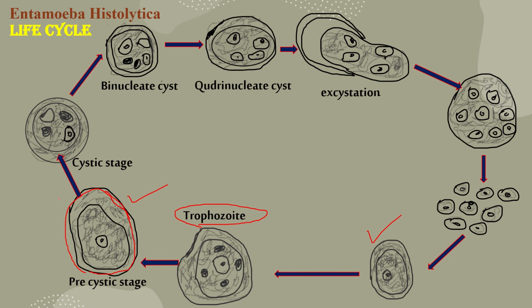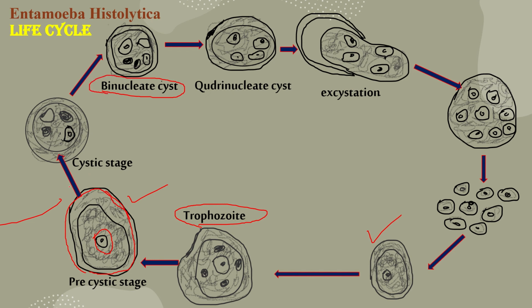That is, we can find in this organism, the cyst is uninucleate, having only one nucleus. So this cyst is uninucleate, and the single nucleus then undergoes multiple division, or mitotic division, to form two nuclei. So the single cyst is then converted into the binucleate cyst. In this stage, two nuclei are formed.